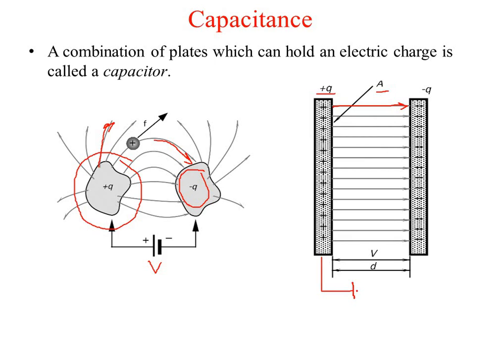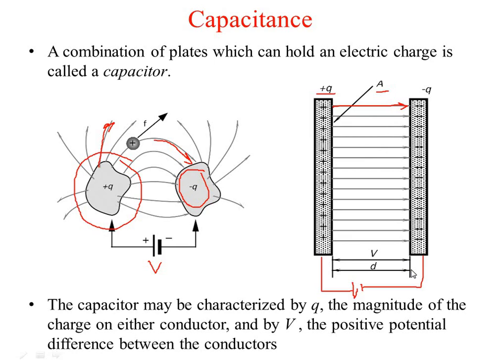So this is positive and this is negative. So this is how they are connected, and these two plates are separated by a distance d. So this will form a capacitor. A capacitor may be characterized by a charge Q, the magnitude of charge on either conductor. So this will be plus Q and this will be minus Q, and it is applied by a potential V, that is the potential difference between these two plates, which will define a capacitance.